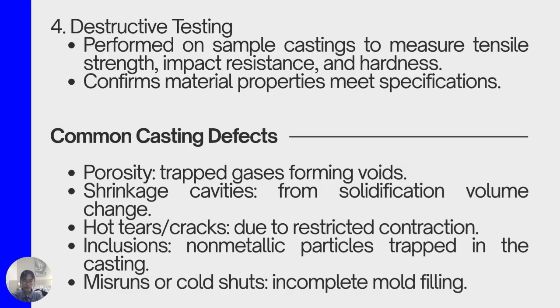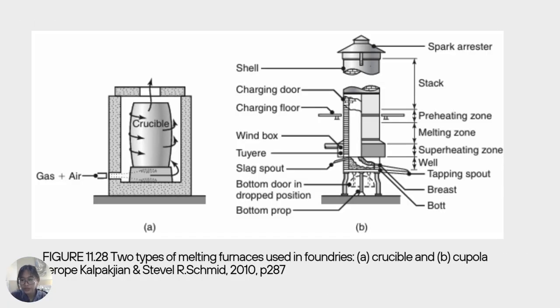Finally, destructive tests, tensile, hardness, and impact tests, are used on sample castings to confirm mechanical properties. Stress that thorough inspection ensures castings meet design standards and provides feedback to improve mold design, melting practice, and overall process control. Now, there are two types of melting furnaces used in foundries. The one on the left is a crucible, and the one on the right is a cupola.